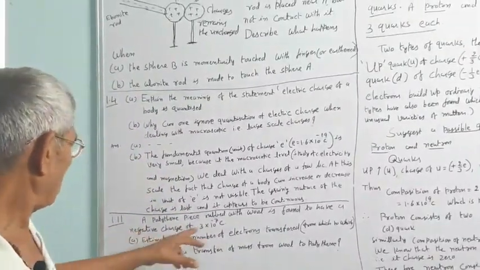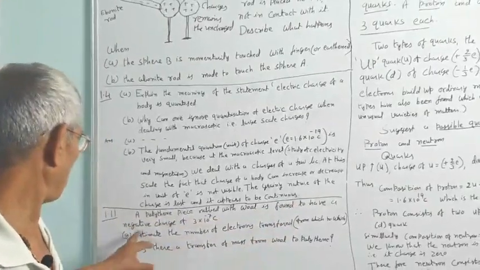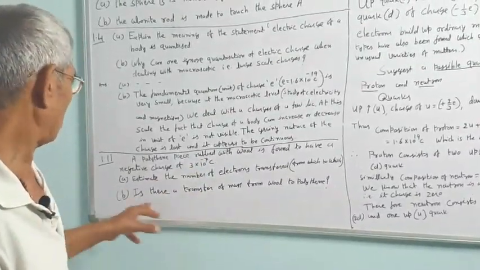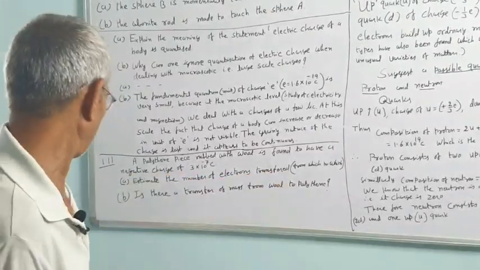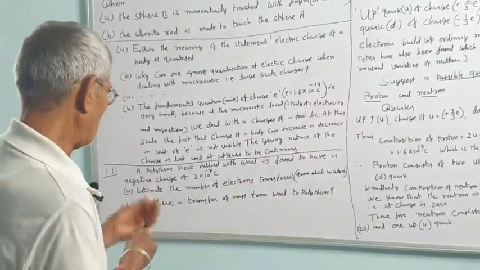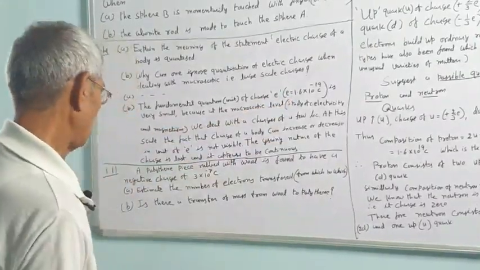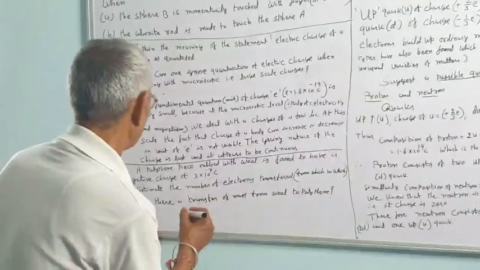Next, a polythene piece rubbed with wool is found to have a negative charge of 3 into 10 raised to power minus 7 coulomb. Estimate the number of electrons transferred, and from which to which. We know the charge of an electron. What is the charge of an electron? 1.6 into 10 raised to minus 19 coulomb, correct?